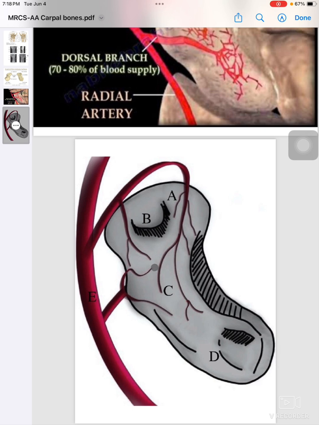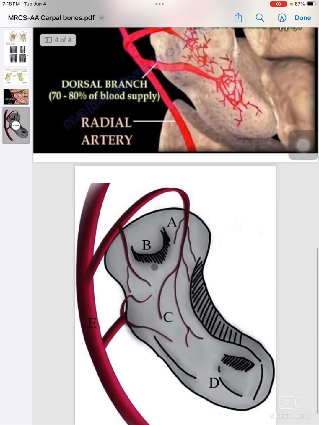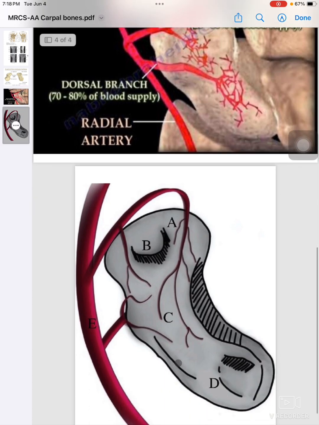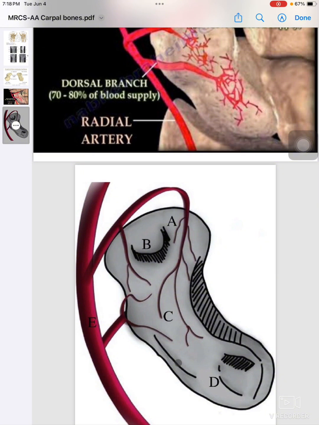This information is very important: the blood supply of the scaphoid bone is from the radial artery, and the dorsal branch of the radial artery supplies 80% of the blood supply, which enters into the distal pole and travels in a retrograde fashion. As a result, avascular necrosis occurs in the proximal pole. So the more proximal the scaphoid fracture, the higher the risk of avascular necrosis.